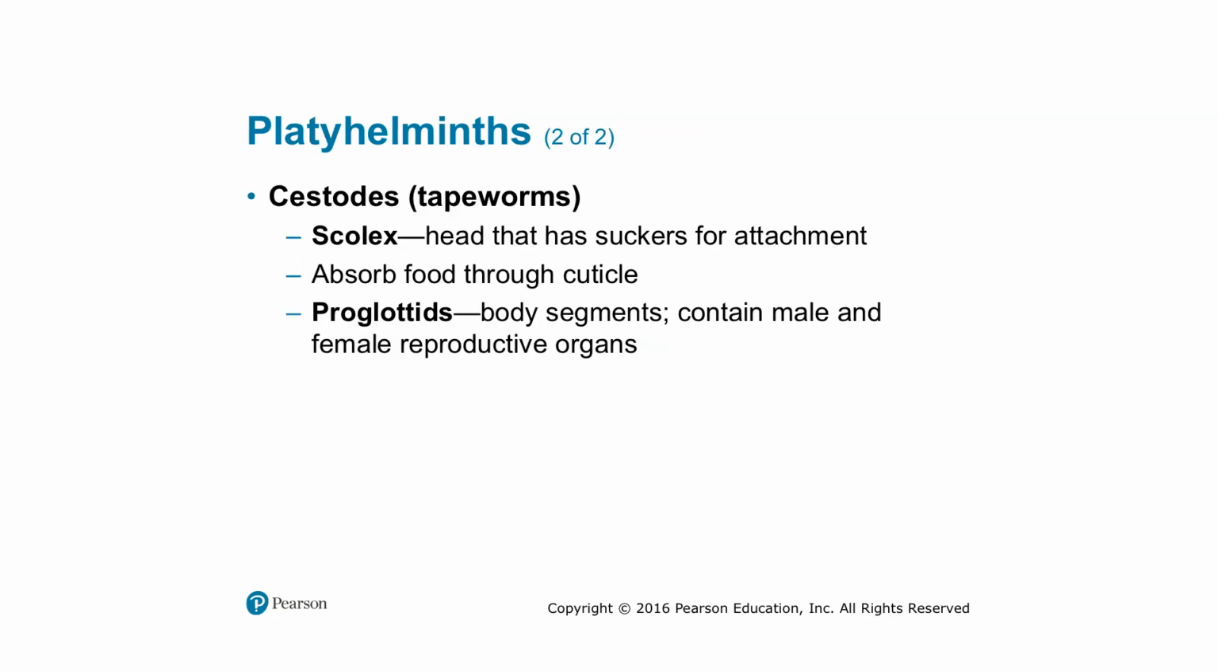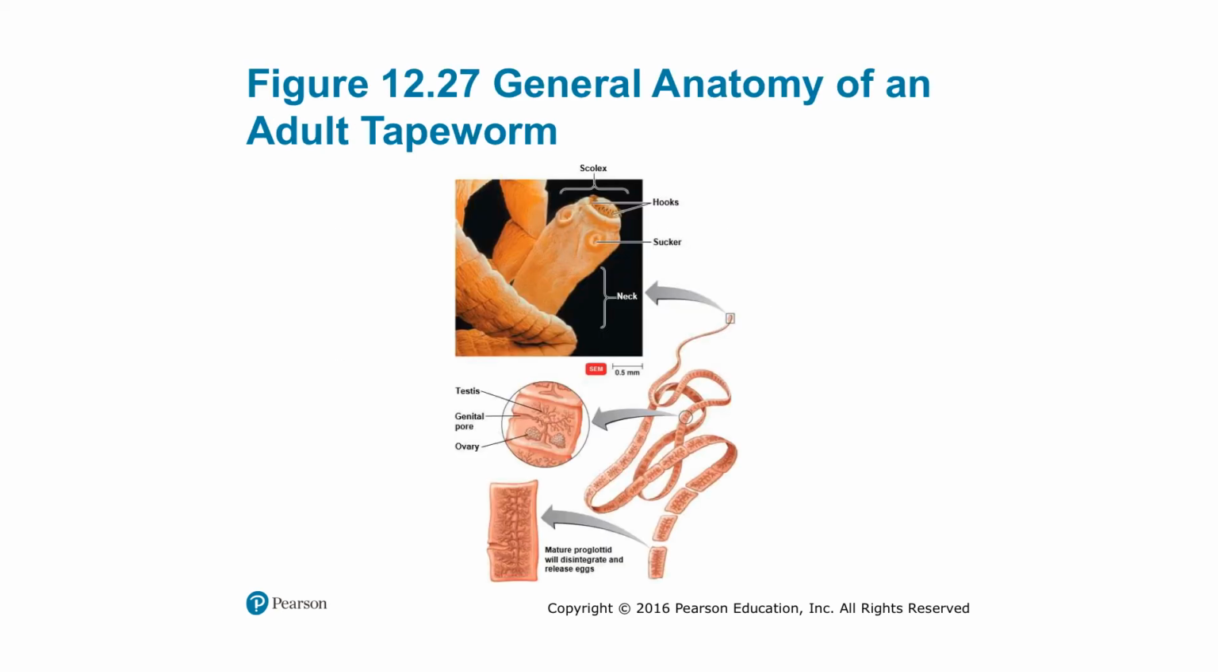The cestodes are the tapeworms. The scolex is the head that has the suckers for attachment, and they absorb food through their cuticle. The proglottids, these are body segments. They're going to contain male and female reproductive organs. And so you can see the differences here.